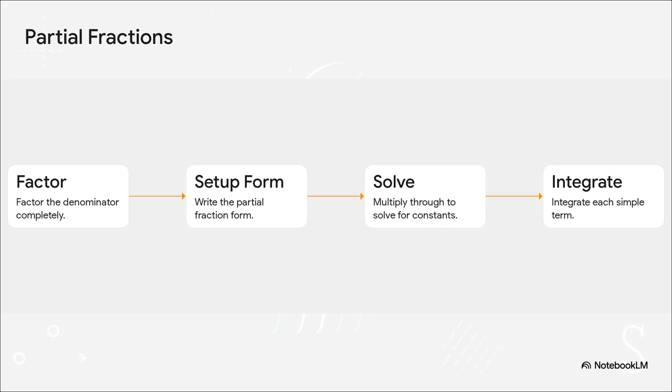First, factor the denominator completely. Second, set up your partial fraction form and pay special attention to repeated factors because those need incrementing powers. Third, multiply through and plug in your roots to solve for your constants a, b, c, and so on. And finally, step 4, integrate those newly separated, much simpler terms.